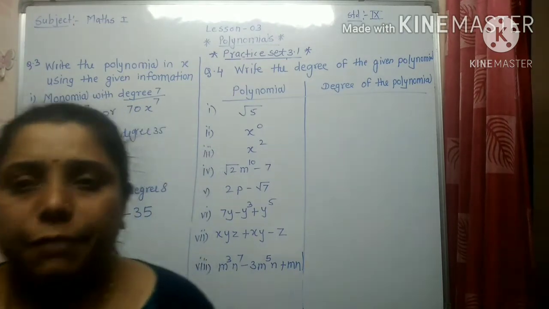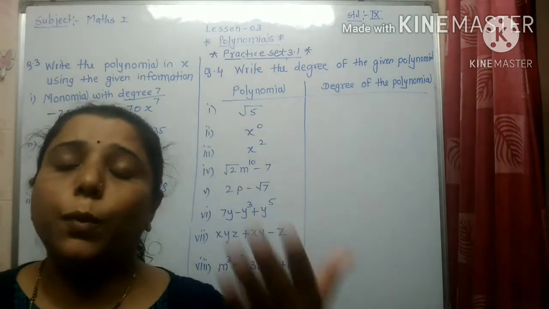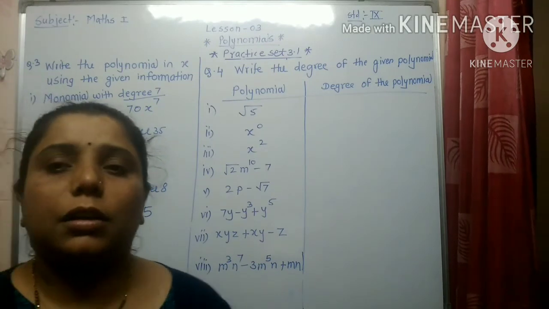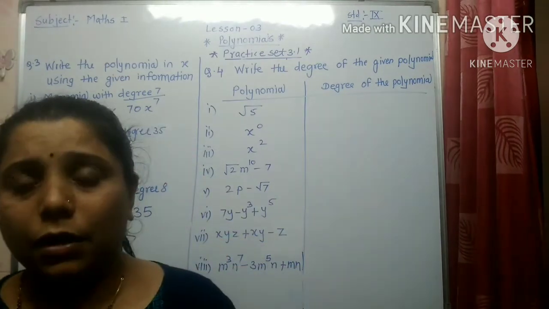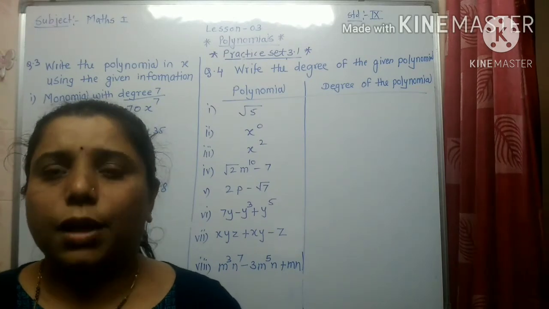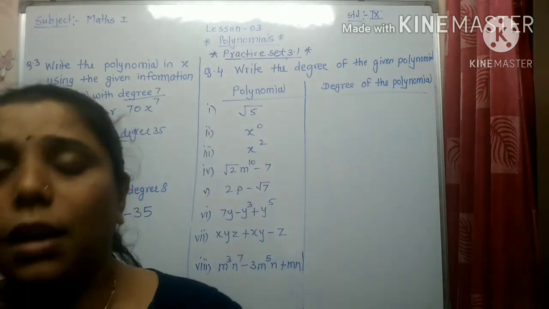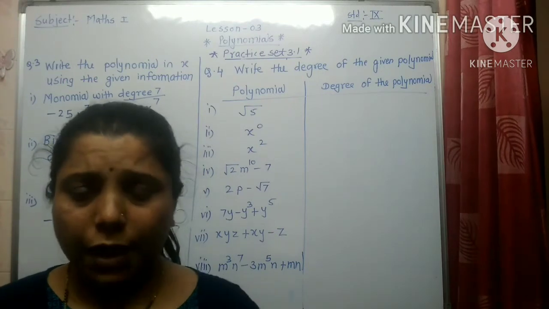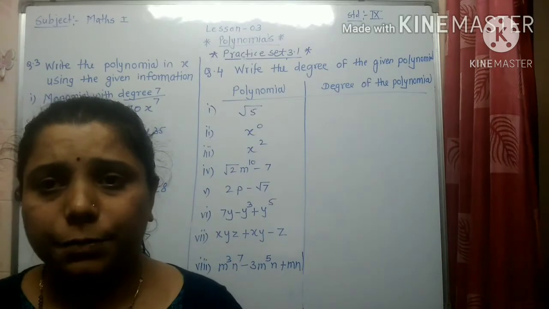Am I correct? When the polynomial has more than one variable, at that time what are you doing? Yes, you are doing the sum of all the powers of the variables. After doing the sum, which is the highest sum? So what will be the definition? The highest sum of the powers of the variables is called the degree of the polynomial, but that applies when there is more than one variable.